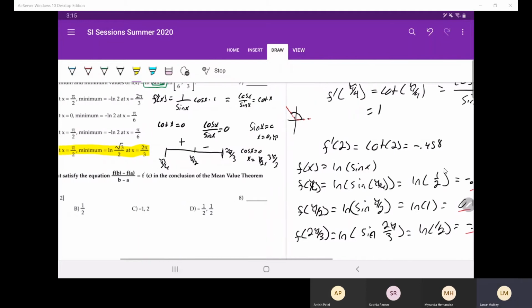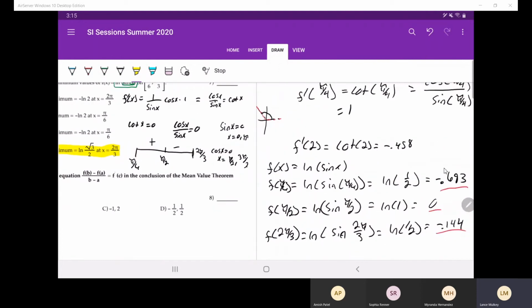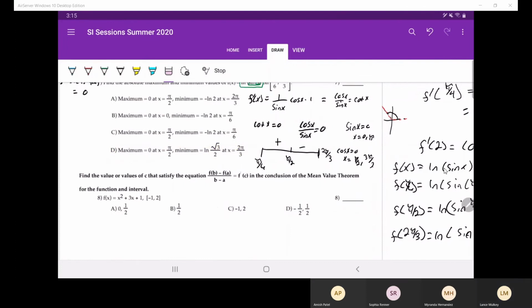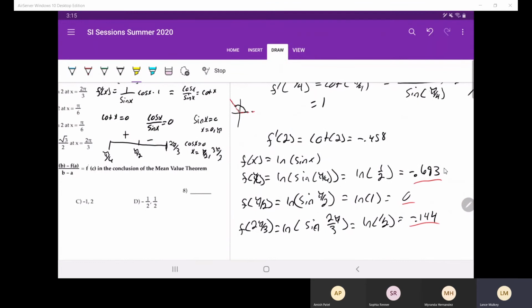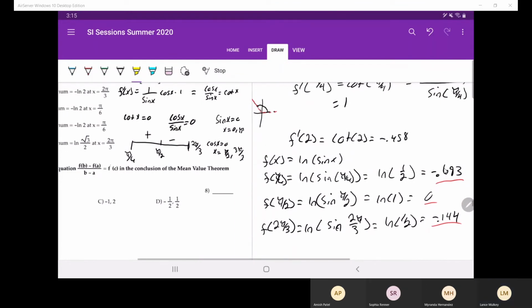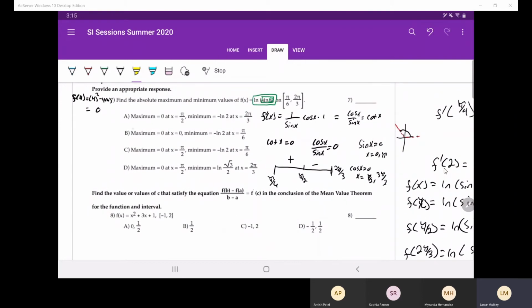Wait, no. It's x equals pi over 6. That's natural log of 2. Okay, this is wrong right here. Yeah, this is equal to negative natural log of 2. How are y'all supposed to know that? I have no idea. That's equal to negative natural log of 2 at x equals pi over 6. So the answer is C.